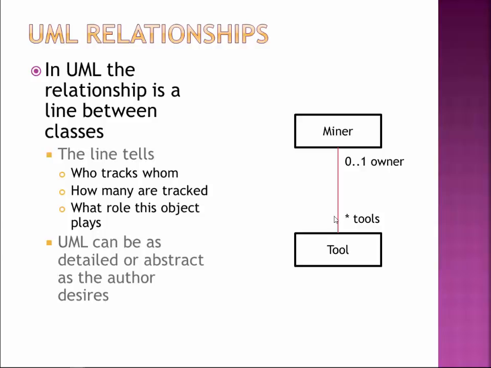In this case, they keep track of each other, but perhaps the tool doesn't care who owns it. It might not care. It just depends. If I want to put a label on a tool, I can. If I want the tool to be owned by anybody who uses it, I can do that as well. So the beautiful thing about UML is, you can see from this diagram, I don't have to show everything all the time. The miner has methods. The miner has attributes. The tool has methods and attributes.